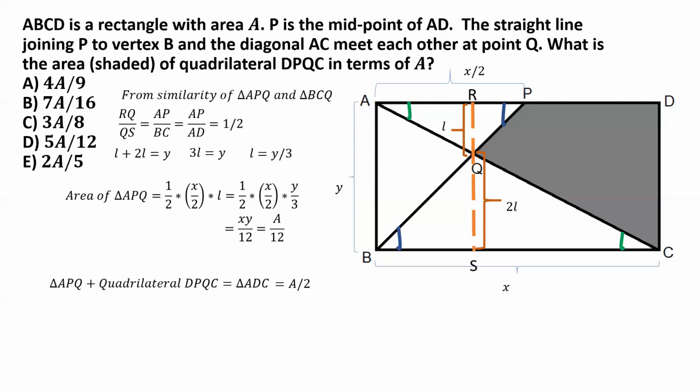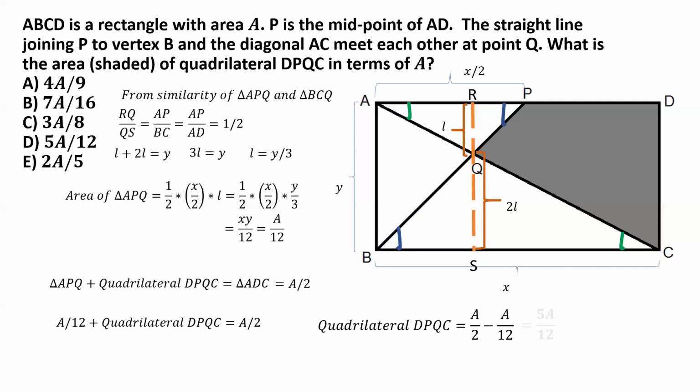So we have the area of triangle APQ plus the area of quadrilateral DPQC equal to A by 2. But we've already found out what the area of triangle APQ is in terms of A, and that was A by 12. So we can write A by 12 plus the area of quadrilateral DPQC is equal to A by 2. From this, it's simple to solve for the area of quadrilateral DPQC, which comes to A by 2 minus A by 12, and this comes to 5A by 12. So the correct option in this case will be option D, 5A by 12.